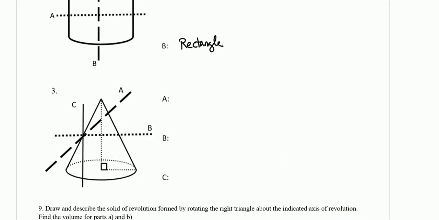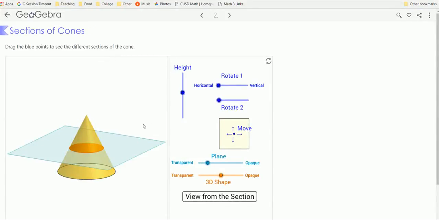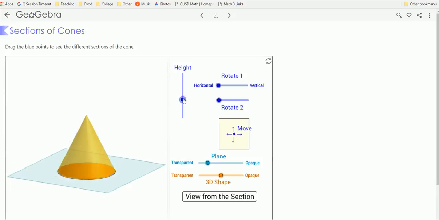For 3, we're going to look at a cone. A, we're going to cut it diagonally. B, we're going to slice it horizontally. And then C, we're going to cut it vertically. Again, let's get a visual here. Here's the horizontal. We see that when you cut it horizontally, it's a circle, no matter what height. It changes the radius of that circle, but it's a circle.